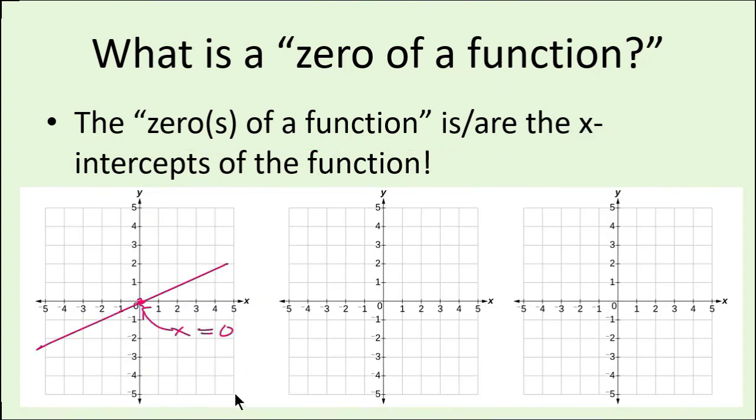Let's give some examples. So for this function, this line here, the zero or the x-intercept is x is equal to 0. For this function, it is x is equal to 3. And in the 4th class, we're going to be talking about parabolas. So for parabolas, you sometimes may have 2 zeros. So here we have 0, and here we almost have 3, right? So it may cross the x-axis on more than one point.